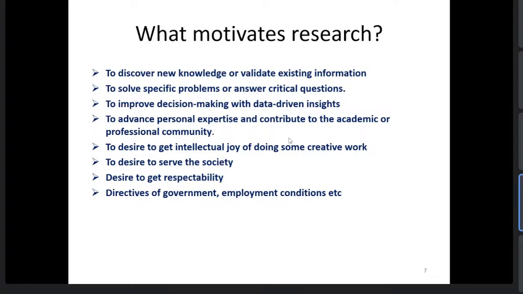And also, we must have a desire to get joy from research work, for doing any creative work like that. And if you are able to find the new idea, then that serves the society.